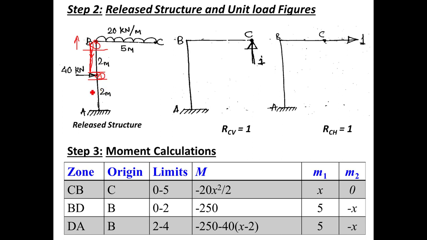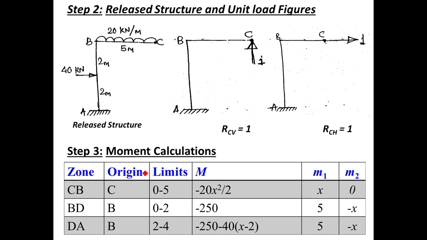So the column is divided into two zones. First B to D and then D to A. So there are two zones in the column and a single zone in the beam. So there are a total of 3 zones in the given portal frame, right?